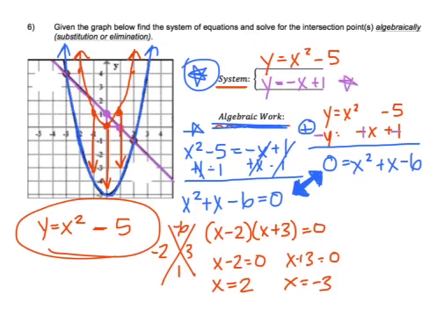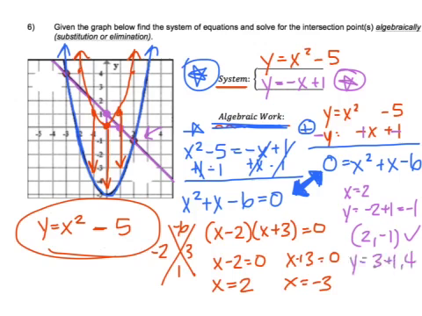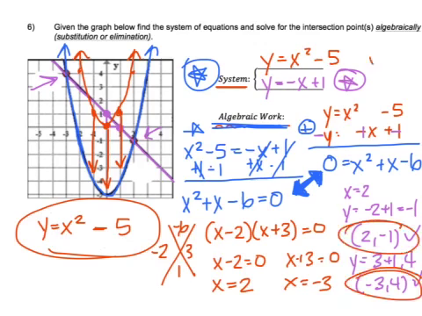I'm going to plug it into this bottom equation. If x equals 2, y equals negative 2 plus 1, or negative 1. So I have the point 2, negative 1, which is right there. Awesome. If x equals negative 3, I have y equals positive 3 plus 1, or 4. And I have the point negative 3, 4, which happens to be right there. So I did do the problem correctly. I have my system up here, which is right, and my algebraic solution showing down here that I solved correctly.